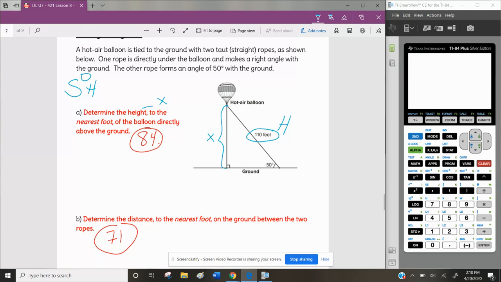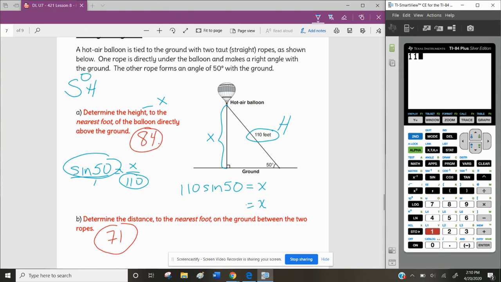So I'm going to use sine. I can't use Pythagorean theorem because I only know one side. So the sine of the reference angle equals the opposite x over the hypotenuse. And when we solve this, we want to put our sine 50 over 1. So we get 110 times the sine of 50 equals x. And when we round that, we put that in our calculator. We get 84 to the nearest foot.